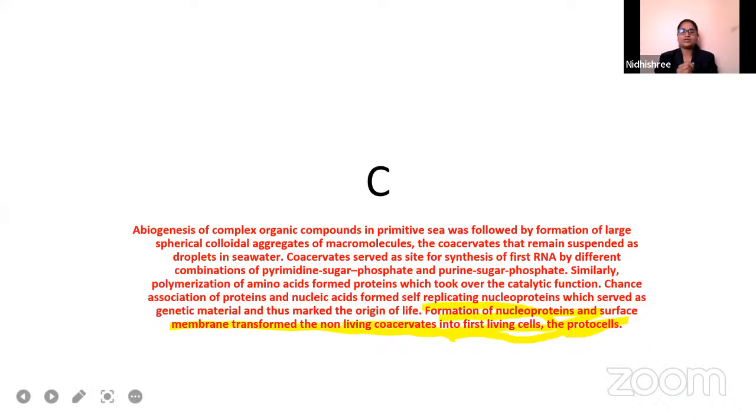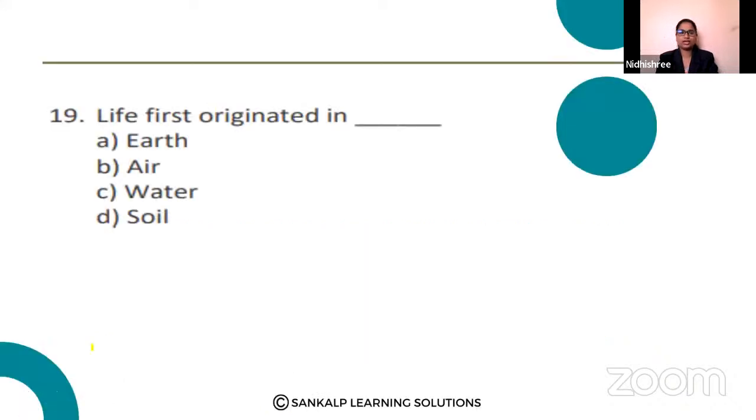Okay, thank you. So it is coacervates. Formation of nucleoproteins and surface membrane transformed the non-living coacervates into first living cells. That is protocells. Remember, the first living cells formed were protocells. Fine. Let us move on to the next question now.